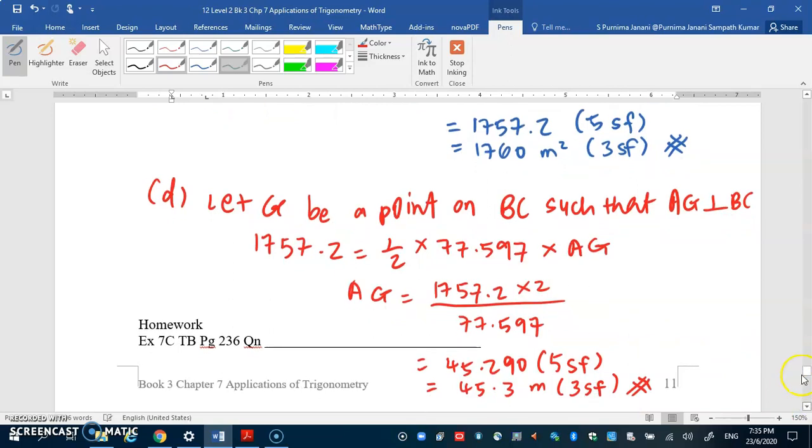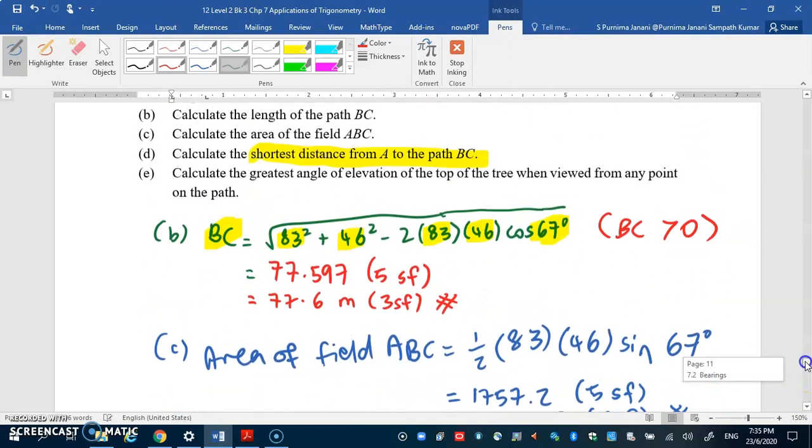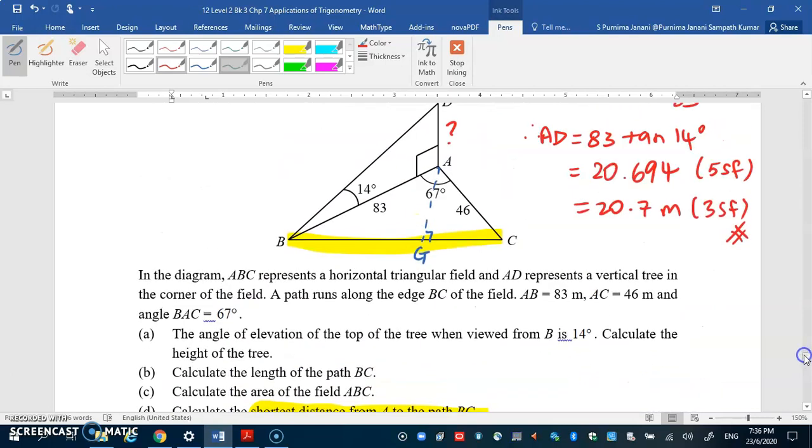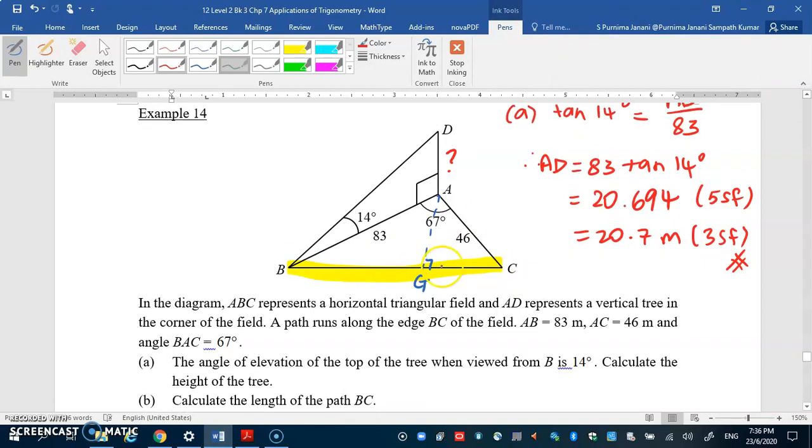45.3 is the answer. Now part E says, calculate the greatest angle of elevation of the top of the tree when viewed from any point on the path. So the path is BC and a man is walking along BC, but when will he have the greatest angle of elevation? As I covered in my previous videos, I mentioned that the greatest angle of elevation is from the shortest distance. So basically the man must stand at G, exactly at point G, and look at the top of the tree. That will give him the greatest angle of elevation.